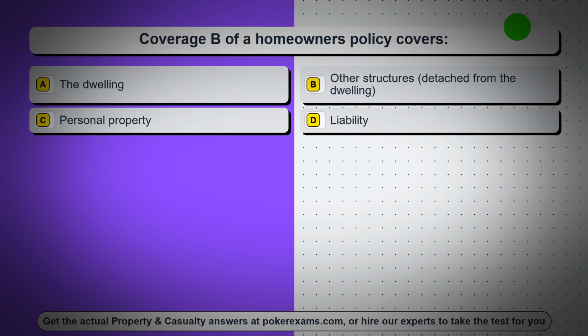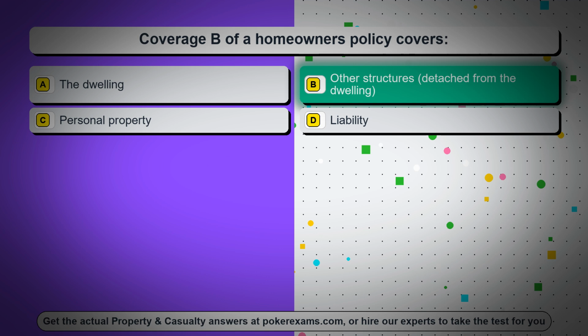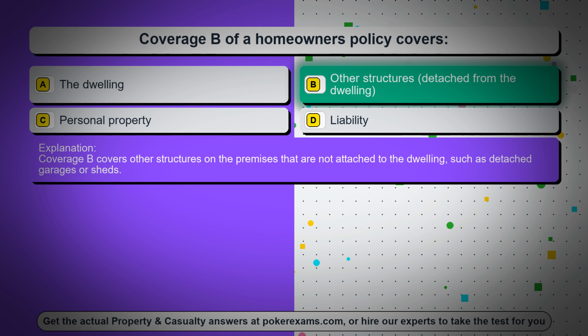Question 71. Coverage B of a homeowner's policy covers, option A, the dwelling, option B, other structures, detached from the dwelling, option C, personal property, option D, liability. The correct answer is option B, other structures, detached from the dwelling. Coverage B covers other structures on the premises that are not attached to the dwelling, such as detached garages or sheds.